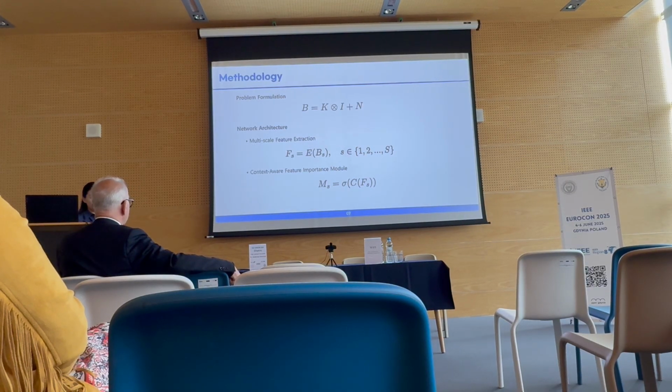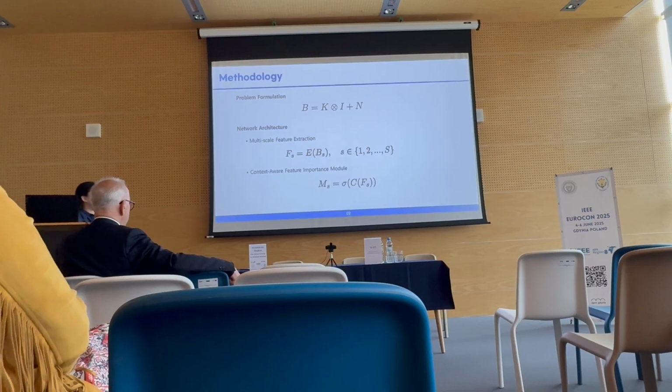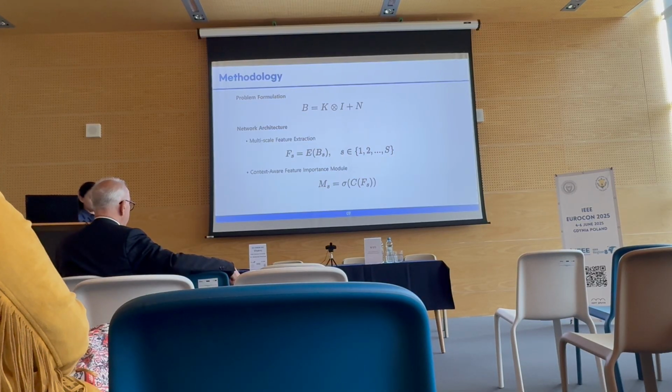This is our formulation: the image deblurring problem can be formulated as B = I ⊗ K + N. B is the blurred image, I is the sharp image, K is the blur kernel, ⊗ denotes the convolution operation, and N represents the noise. Our goal is to recover the sharp image I from the blurred image B without explicit knowledge of the blur kernel K. The proposed MSFAA framework consists of four main components, as I said before, to effectively handle the blur. At one scale, we extract features from the input image at multiple resolutions.